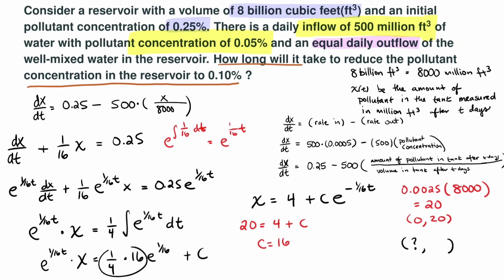We know that no matter what day we're on, the volume is 8,000 million cubic feet because we have the exact amount coming in as coming out. Now, of that 8,000 million cubic feet, we want 0.1% to be the pollutant. So we have 0.001 times our 8,000. So we want the amount of pollutant to be exactly 8. So we're trying to solve for what t value gives us the x value of 8.